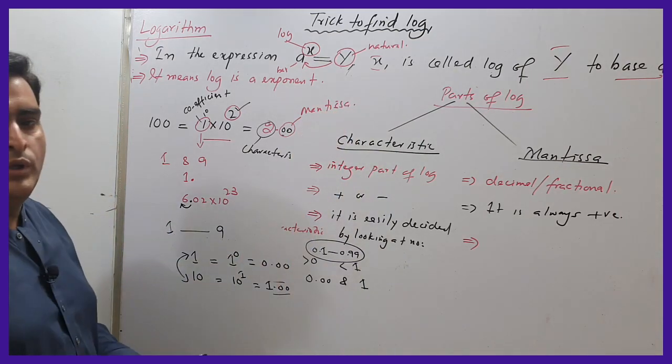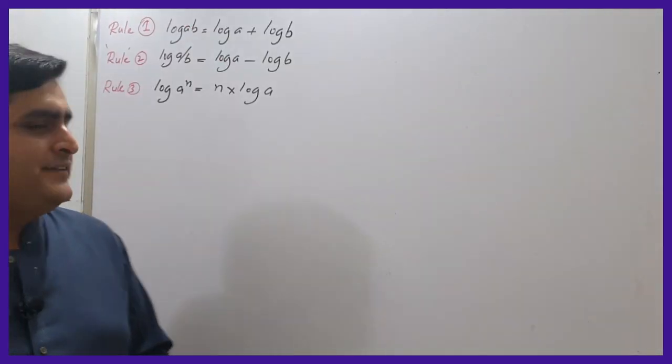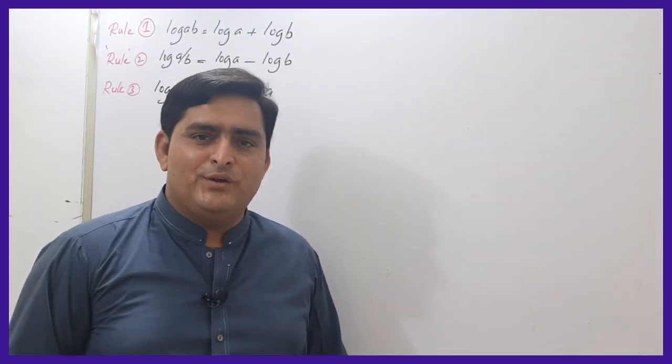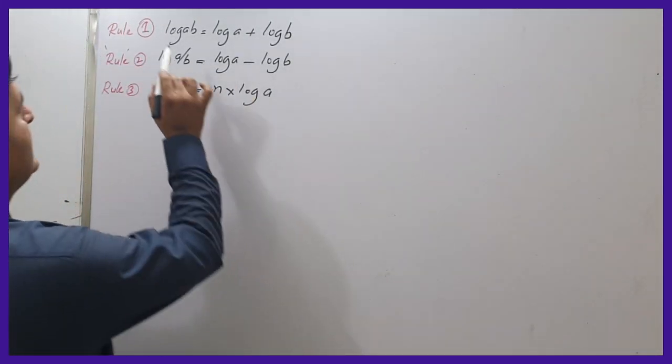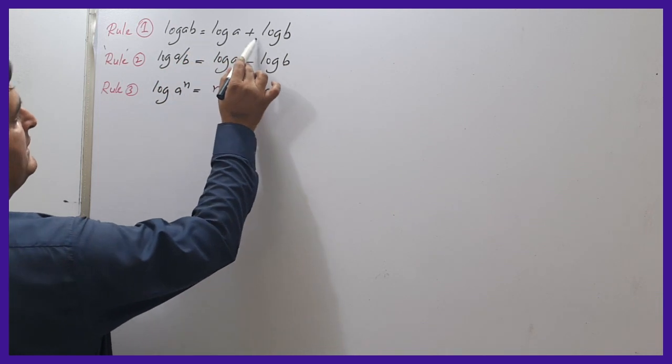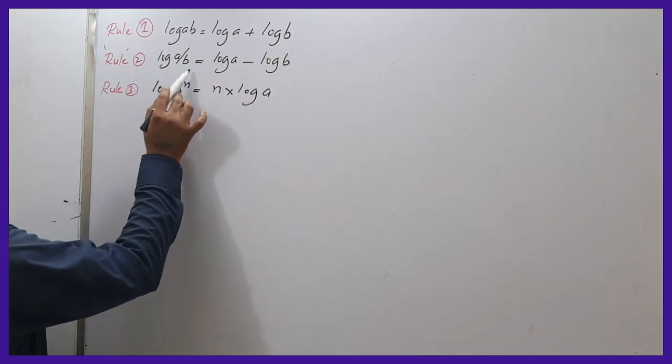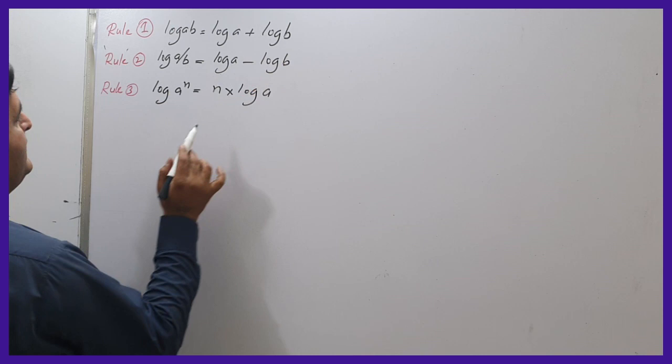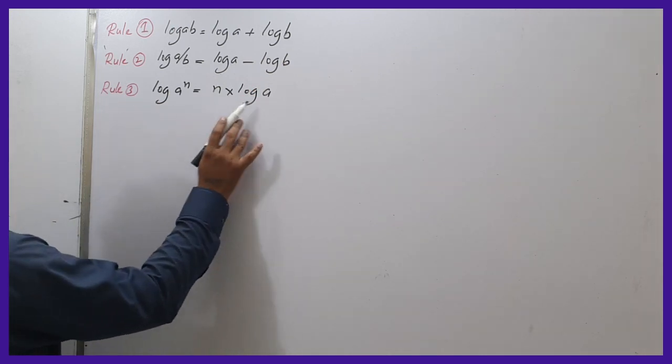Now we will do the rules of logarithm. There are three rules of logarithm. Log AB is equal to log A plus log B. Log A upon B is equal to log A minus log B. Log A power n is equal to n into log A.